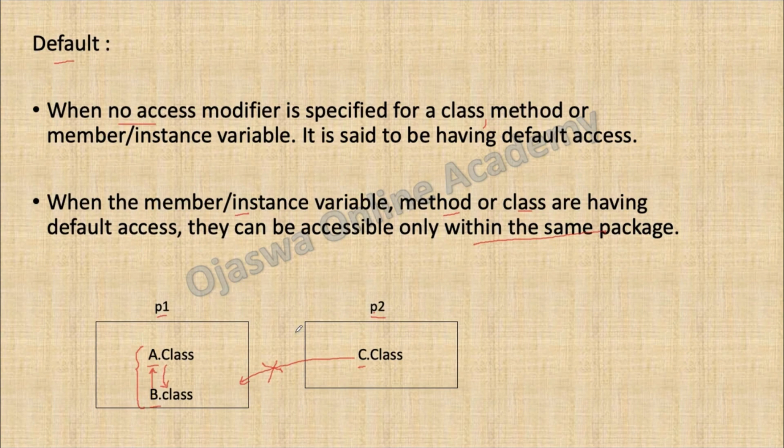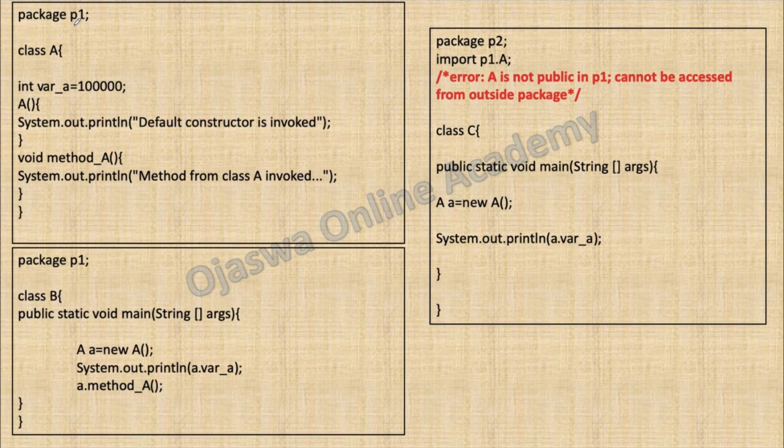We have already done examples on this. We define a class and we define some other class for the main method, and we place both the classes in the same package. That is why we were able to access the class. Let us try to understand the program demonstrating the default access.